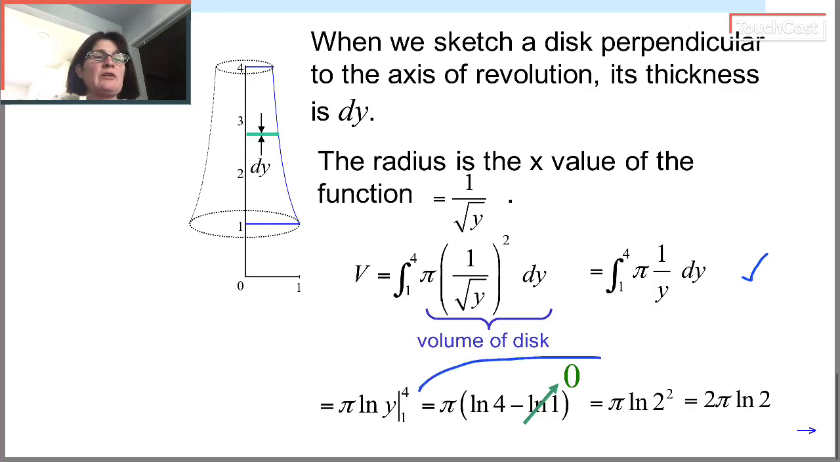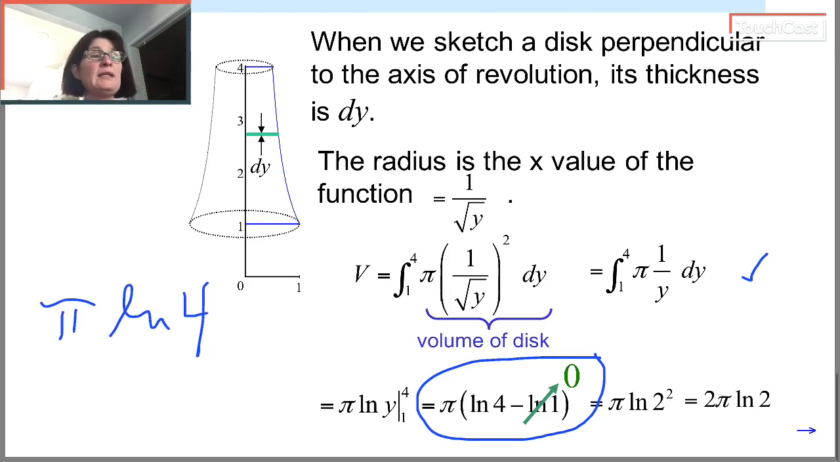Feel free to leave your answer like this. You can just write pi times the natural log of 4. If you're really excited to show off that you know your logarithm properties, you could think of 4 as 2 squared and bring the 2 down. I don't need you to worry about that at all. Final answer, pi times the natural log of 4.